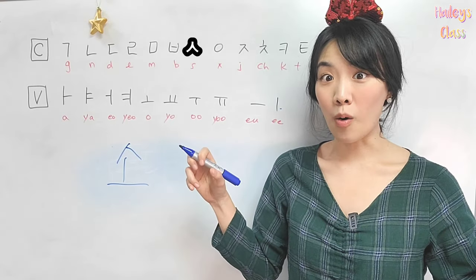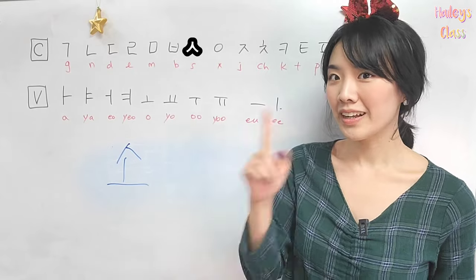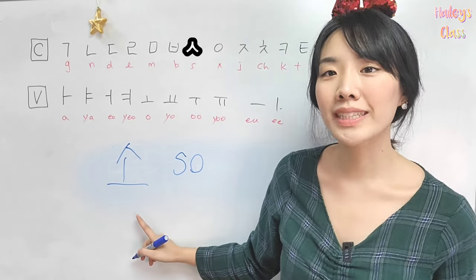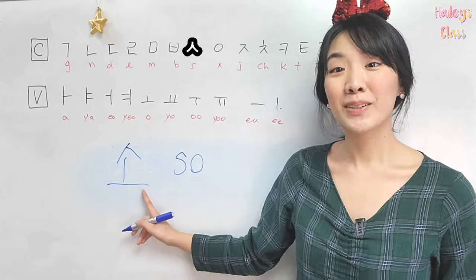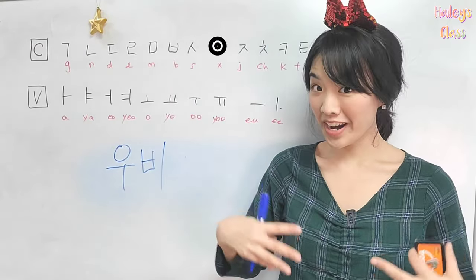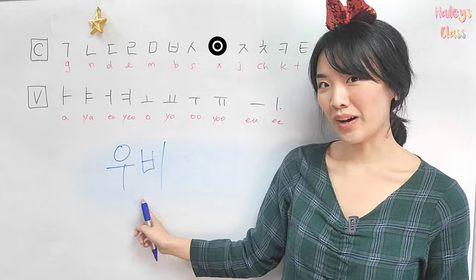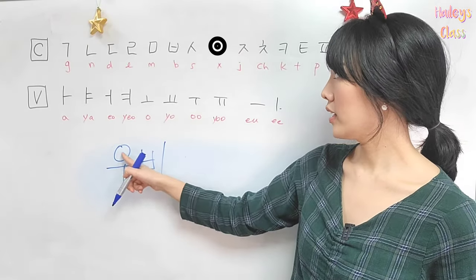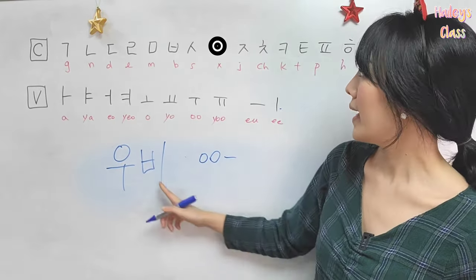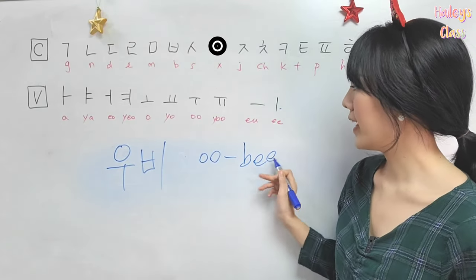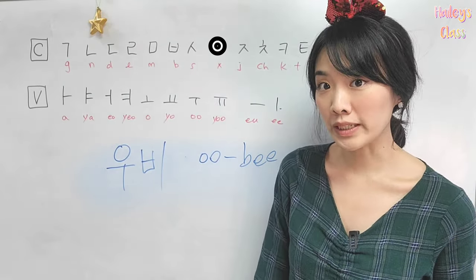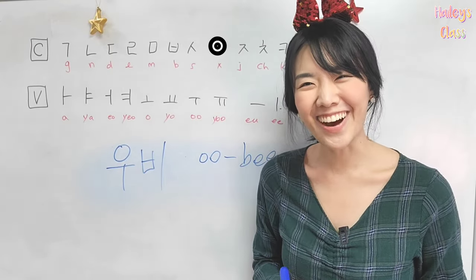Cow in Korean is this word. Find out how to read it. S-O. So it's so. Great! This is cow. So. Move on. Next word is raincoat. Raincoat in Korean is this one. Find out how to read it. Okay, everyone. The circle doesn't have any sound, so we don't have to pronounce it. Only this one. This is U, and then B and E. So it's Ubi. So in Korean, it's Ubi. So raincoat, Ubi. Great job.